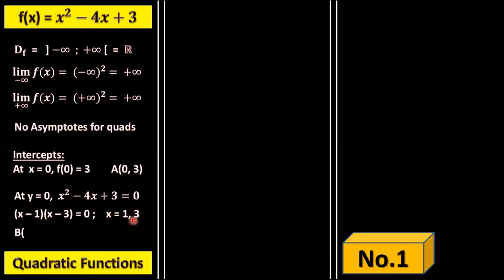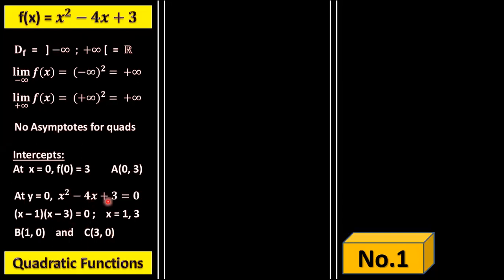So the intercepts here are (1, 0), when x is 1, y is 0, and when x is 3, y is 0. So we have 3 intercepts. Throughout this tutorial, I will be using A, B, and C, and so on for the intercepts, and whenever I have asymptotes, I will use x, y, z, and so on for turning points, okay?